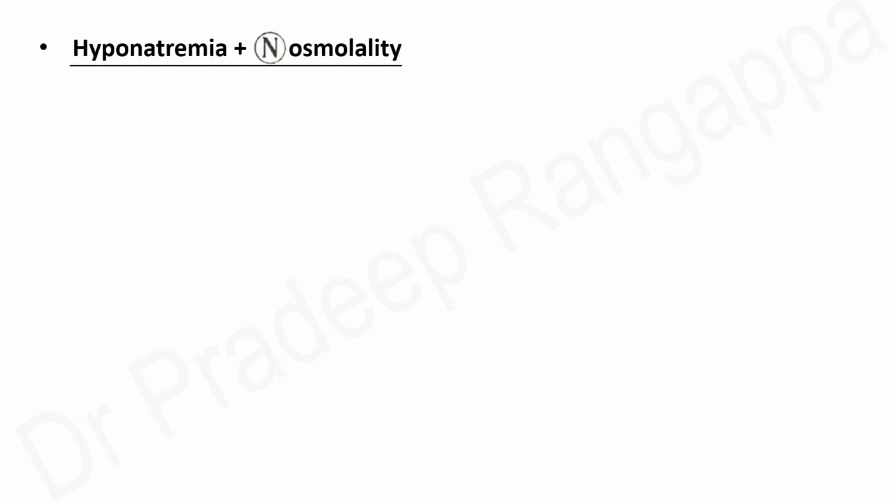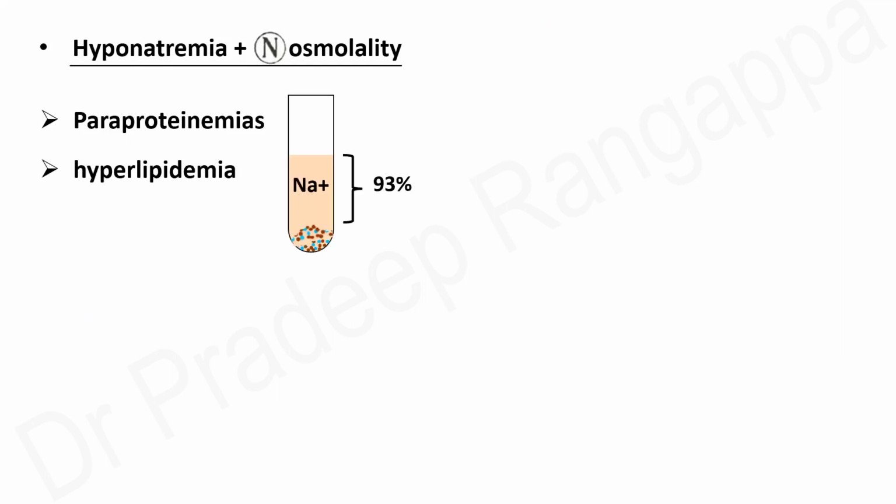So there are certain causes for hyponatremia with normal osmolality. This typically happens in paraproteinemias like multiple myeloma or hyperlipidemia, and this is called pseudo hyponatremia. Why is it called that? When you look at the plasma, there is an aqueous portion of the plasma which constitutes 93%, and this aqueous portion is what contains sodium. And the 7% constitutes these proteins. All these sediments you see is the proteins. So when there is a relative increase in the sediment, when these proteins increase or the lipids increase, this water content comes down.